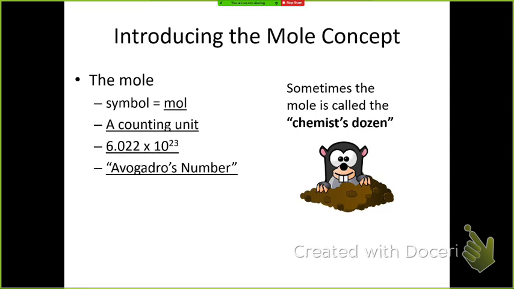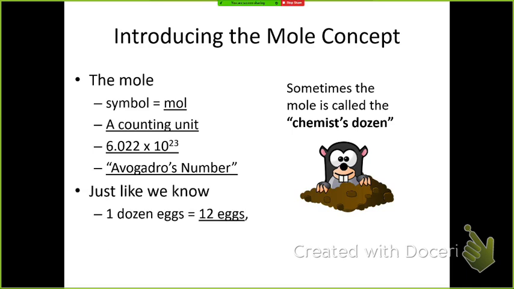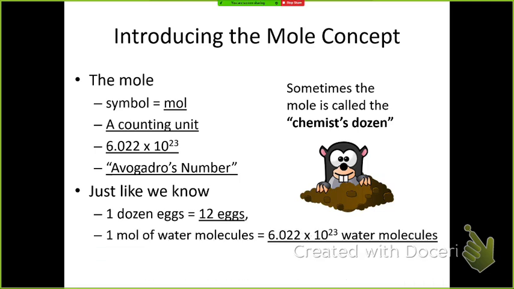Sometimes we call this number Avogadro's number in honor of Amadeo Avogadro, who was one of the earliest scientists to look at the number of particles in gases. So, just like we know, when we say a dozen eggs, that means 12 eggs. When we say a mole of water molecules, we mean 6.022 times 10 to the 23rd water molecules.